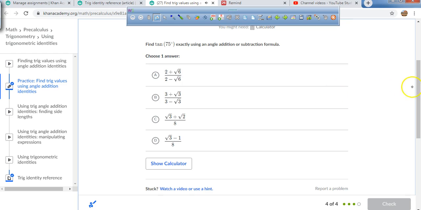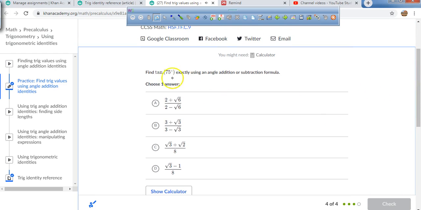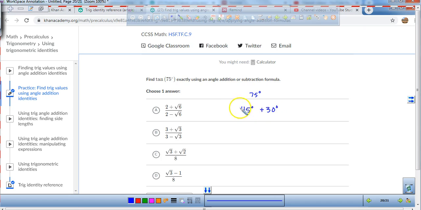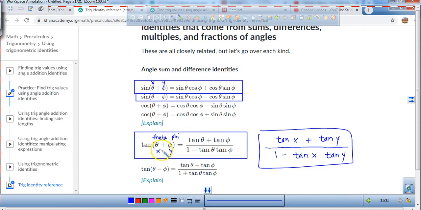All right, one more. This one looks like we're taking the tangent of 75 degrees. Well, nothing easier than 75 degrees, because 75 degrees can break down into 45 degrees and 30 degrees. So I'm going to take this formula right here, and we're going to use it one more time, except we're going to put a 45 and a 30.